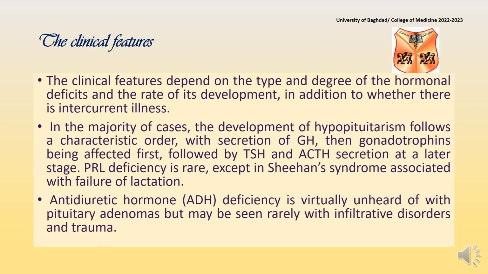For example, the patient with central hypocortisolism is well or nearly well until there is an intercurrent illness, stressful condition, or severe infection, which needs more cortisol, and so the patient may develop adrenal crisis. In the majority of cases, the development of hypopituitarism follows a characteristic order: secretion of growth hormone and gonadotrophin are affected first, followed by TSH and ACTH secretion at a later stage.